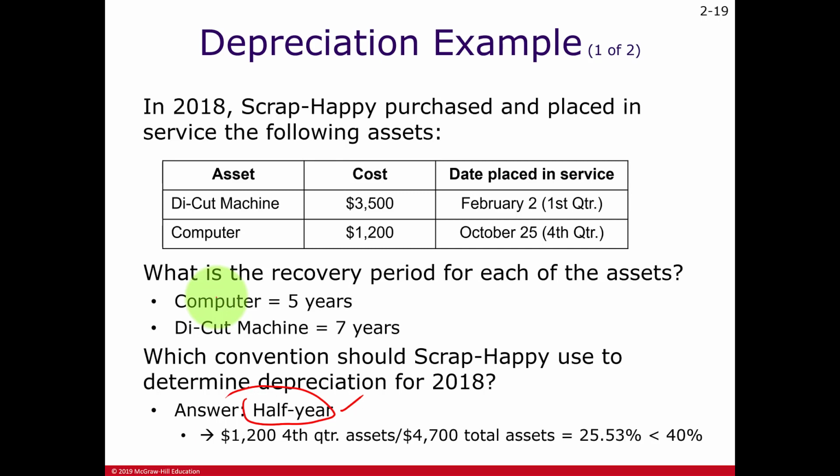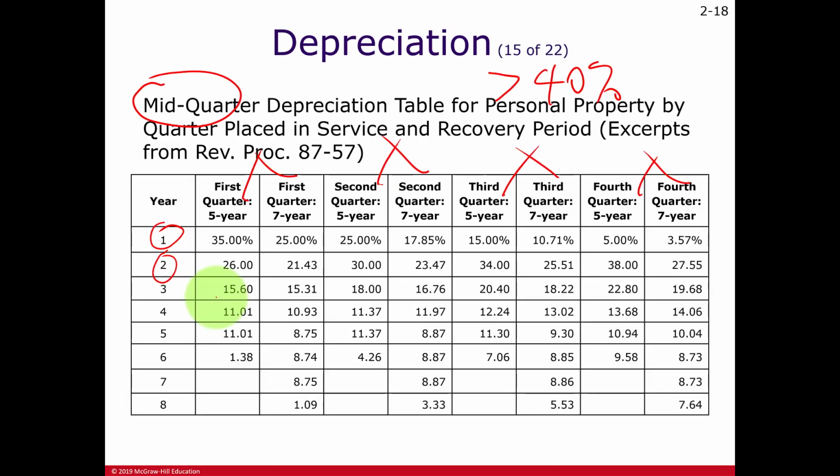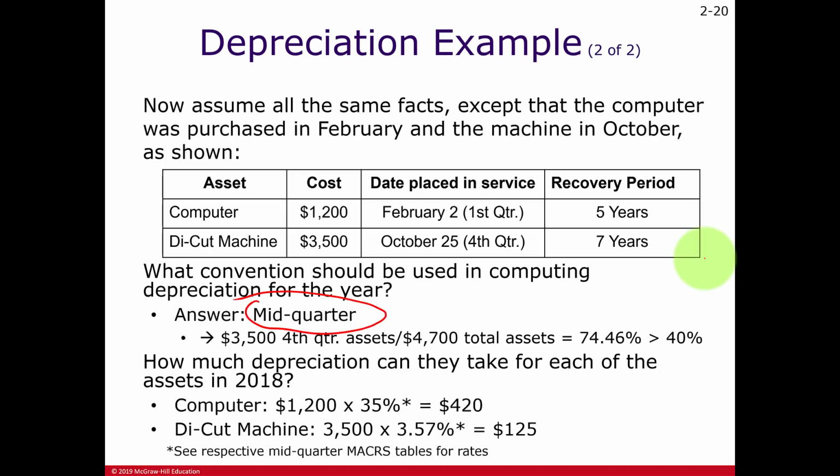So let's go back to that mid-quarter table. The computer was bought in the first quarter, and you're going to take 35% in the first year, 26% in the second year. That machine that was bought in the fourth quarter, 7-year property, look how small, 3.57% in the first year, but then 27.55 in the second year. So that's calculated right here, those two percentages. And here would be the total depreciation for the year, assuming the mid-quarter convention is applied.